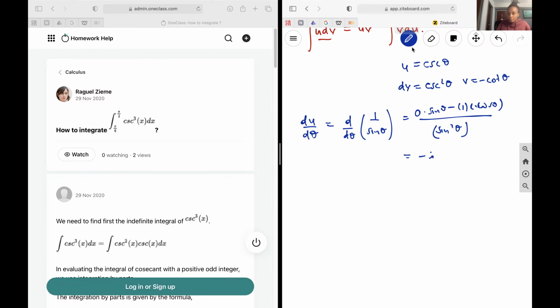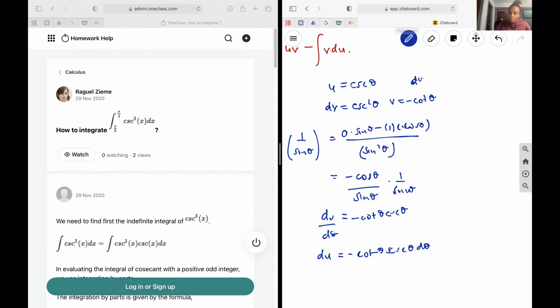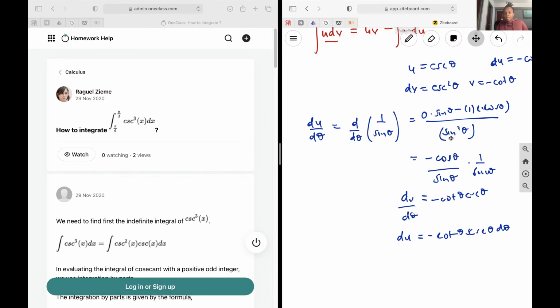And so we get negative cos theta over sine theta times 1 over sine theta, and this is negative cotangent theta cosecant theta is equal to du over d theta. So du is equal to negative cotangent theta cosecant theta d theta. And so let's just write that in over here. du is negative cotangent theta cosecant theta d theta. Okay, so now we can get back to doing our integral now that we have all of its pieces.